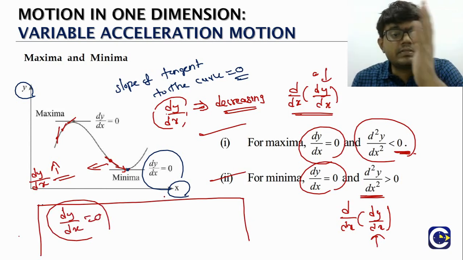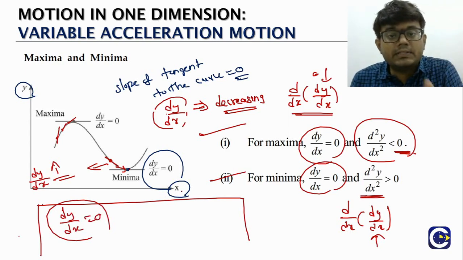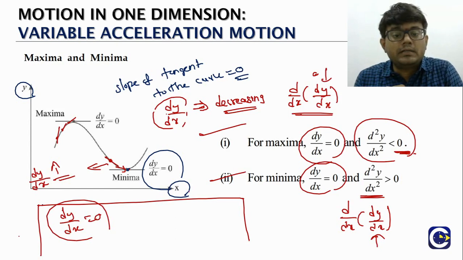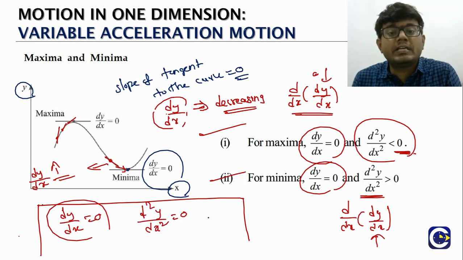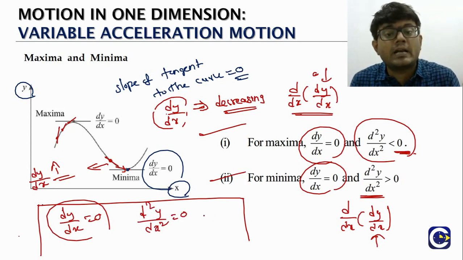If the second derivative is negative, we are reaching the maxima point. If the second derivative is positive, we are reaching the minima point. But if the second derivative is also 0, it will be a constant function. We will neither have a maxima nor a minima.